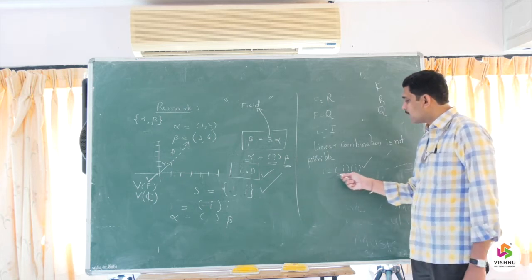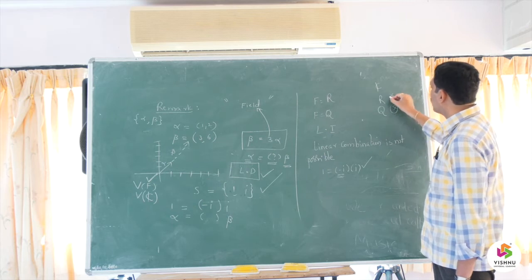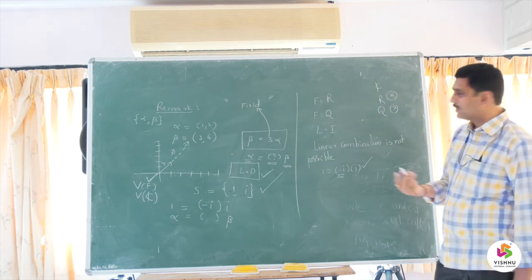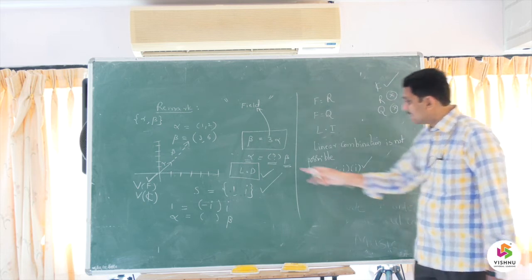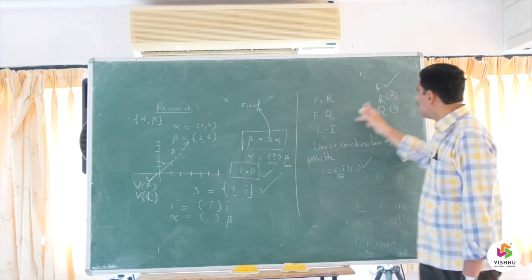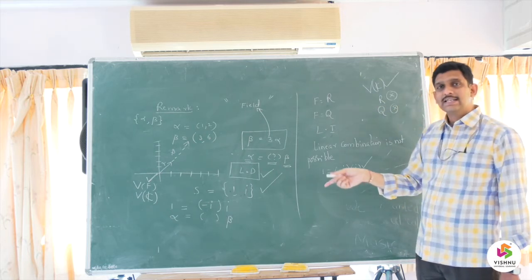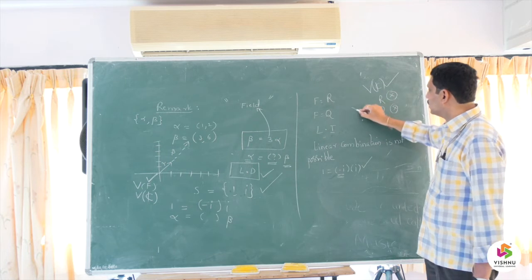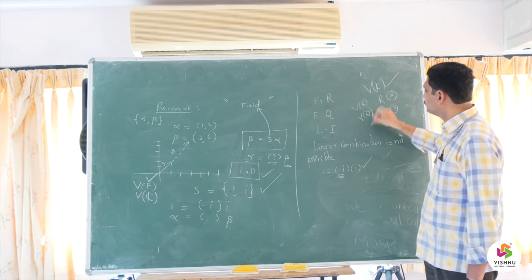So here the scalar minus i does not belong to Q and does not belong to R. Hence we confirm that it belongs to the field C, hence the set is linearly dependent over V of C, and it is linearly independent over V of R and also V of Q.